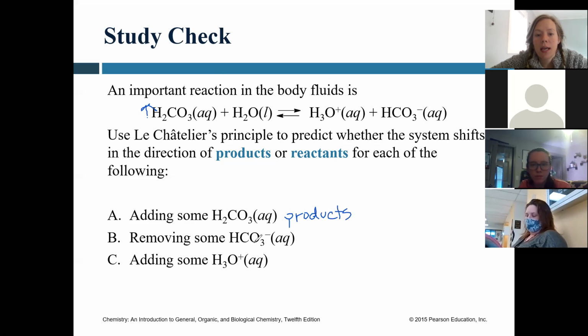What about here? We're removing HCO3. So over here, I'm going to drop that water level down. Think of your tank. Boom. I'm going to rush towards my products to fill it in.